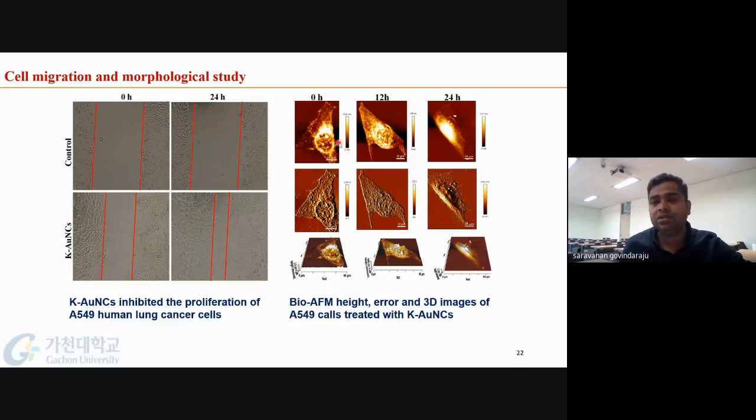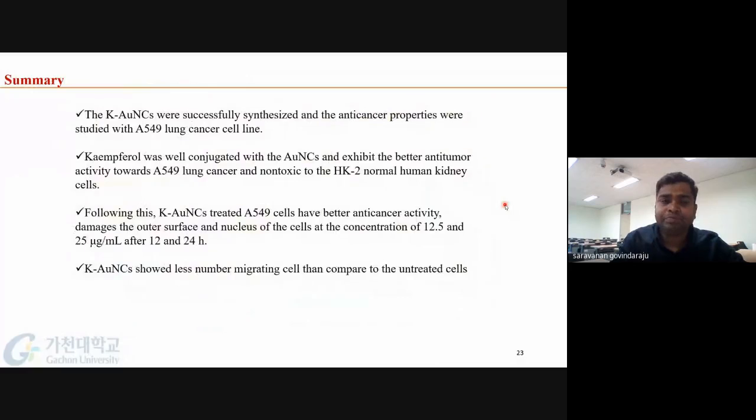At 0 hour the height of the cell showed 960 nanometer, but after 12 hour it shows 470 nanometer. But you can see after 24 hour it was showing 737 nanometer, because of that aggregation, some gold nanoclusters were entering into the cell and forming overlap with each other. So this is also one possible mechanism behind the increasing height of the cell line.